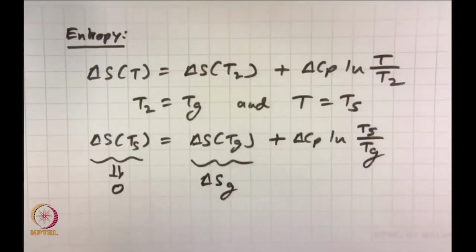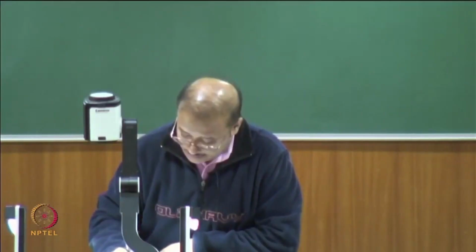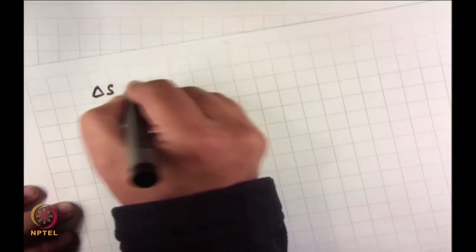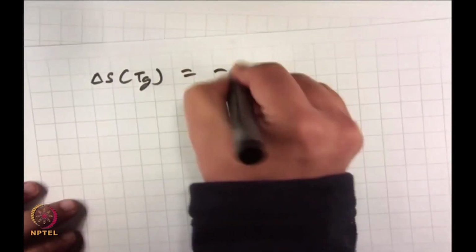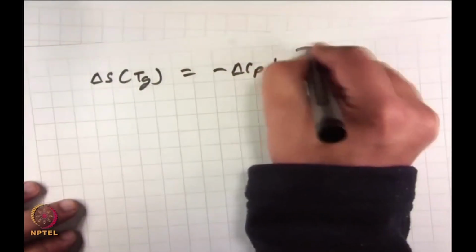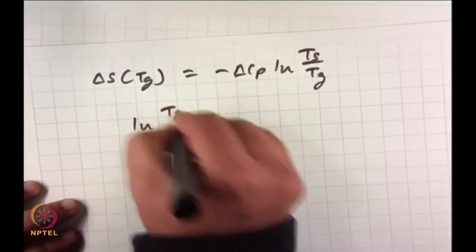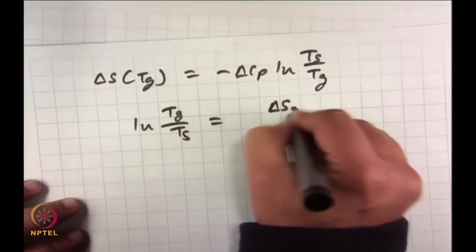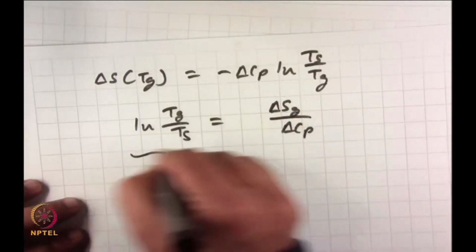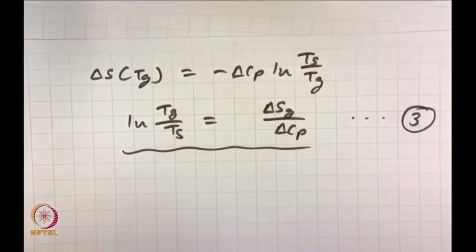So, these we have done before, right, and we can rewrite this equation as delta S, well, T of g, I wrote it again anyway, is equal to minus delta C p natural log T of S over T of g, or natural log T of g over T of S is equal to delta S g over delta C p. What was the number of this equation? I think it was 3, okay, because I have to maintain the equation sequence.